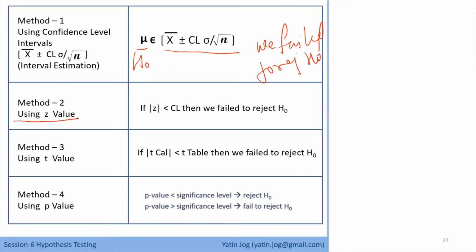In case of method 2, using Z value, if mod of Z is less than the critical value, then we fail to reject H0. In t-value analysis, if calculated is less than table, then we fail to reject H0. And for p-value analysis, if p-value is less than significance level, that means we are in the reject region, we reject H0. Simple. So you have to remember these 4 rules whenever you solve any problem of hypothesis testing, and based on that method, you have to apply the appropriate rule. So this is kind of a summary of all 4 methods.